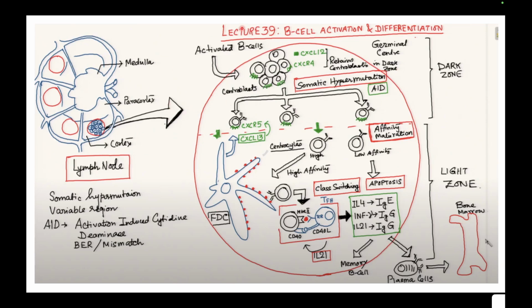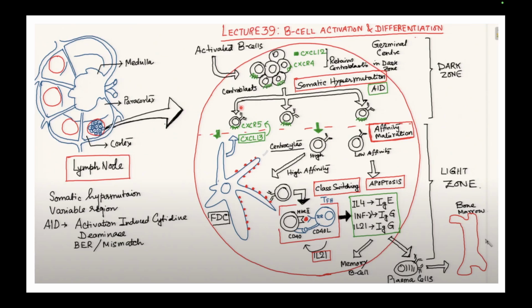So after that, it gets activated by the T cells. The activated B cells come to the germinal center where they start expressing this CXCR4 on the surface, and then this CXCL12 tries to retain the centroblasts in this dark zone of the germinal center. Then after this, the centroblasts undergo somatic hypermutation events.